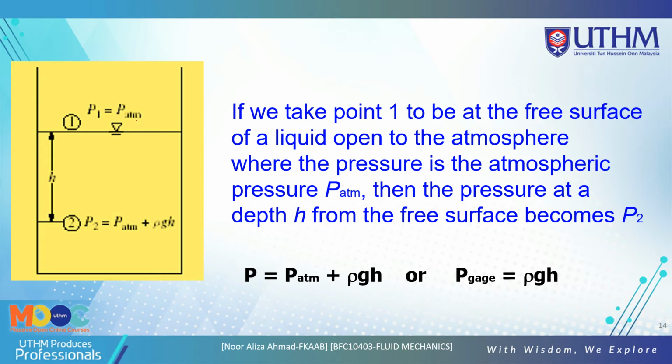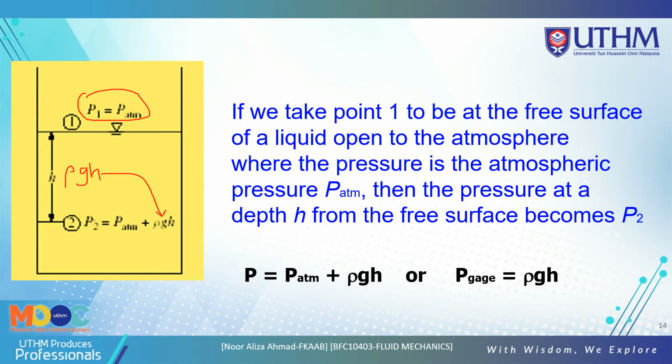We must remember that point 1 is open to the atmosphere, so the pressure is the same. So P1 is the same as the atmospheric pressure. Then the pressure at depth H from the free surface becomes P2. At point 2, the pressure is rho g H, based on this depth.